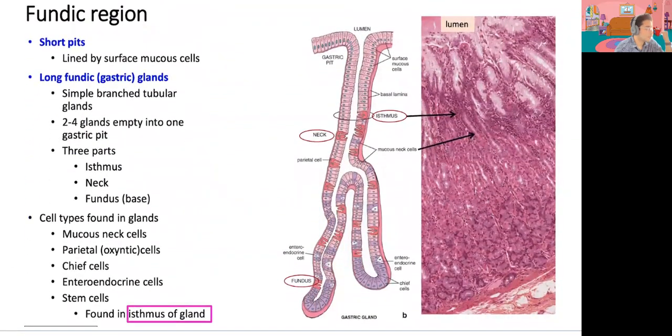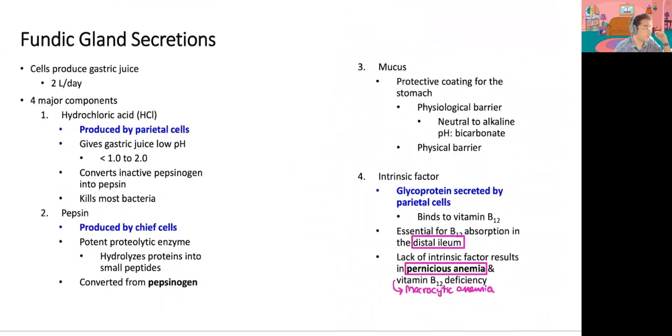All right, fundic region, you know this very well. Isthmus of the glands. The key thing you need to know is that the surface level is basically trying to help maintain and not burn up your stomach lining. Whereas your neck area is working mostly with your parietal cells. And then your fundic, or the bottommost part of the pit, is where you have your chief cells. Okay, if you know that, you're essentially good for stomach histology.